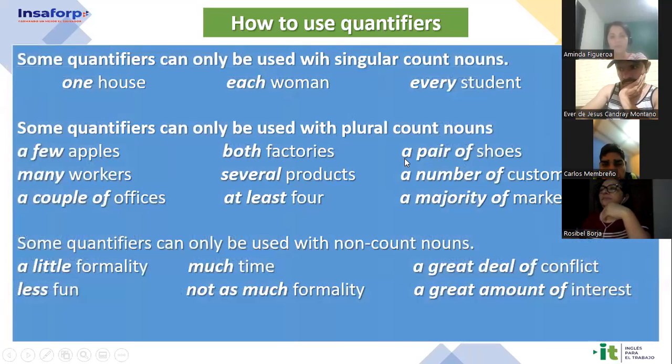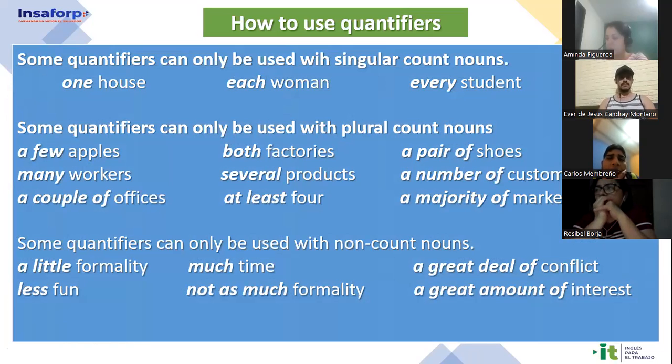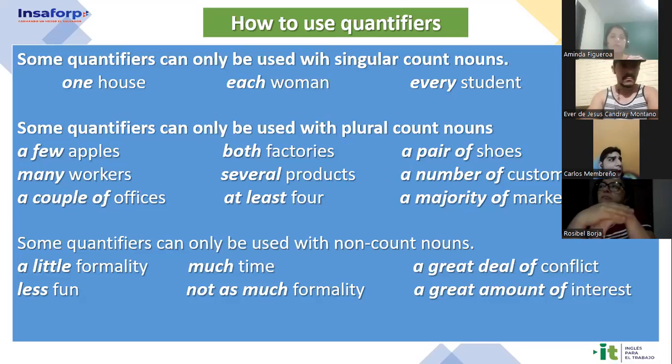Let's go to more specific examples, right? Let's start one by one, class. Some quantifiers can only be used with singular. One house, one dog, one car, you know. Each woman, each student, each person, each book, etc. Every student. So the words one, each, and every are only for singular, right?